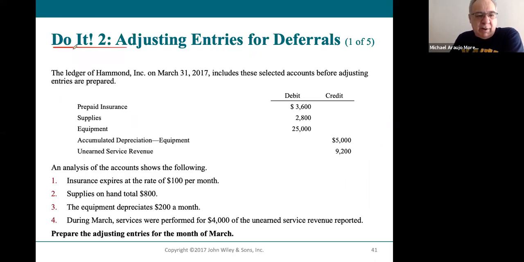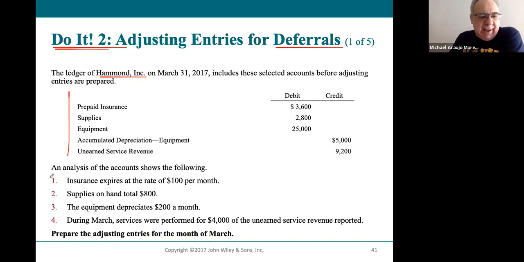And so we come to the end of objective 2, which is all about those 4 deferrals. Remember, there's only 4 of them that you have to know. 3 of them are about assets that turn into expenses. We call those prepaid expenses. One of them we just reviewed, unearned revenue, which starts as a liability, but ends as revenue when we earn it.